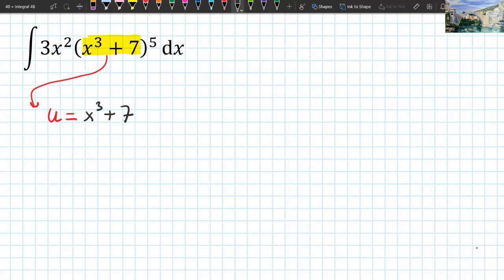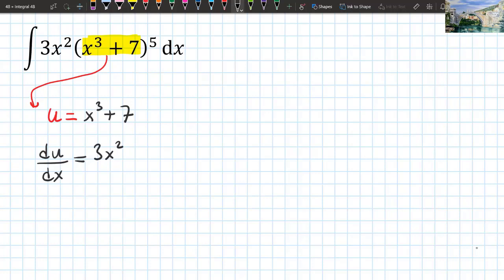Take the derivative of both sides. What is du over dx? Who will tell me the derivative? 3x squared. Yes, 3x squared. Nice, that's it. Finish. So what's the problem here?